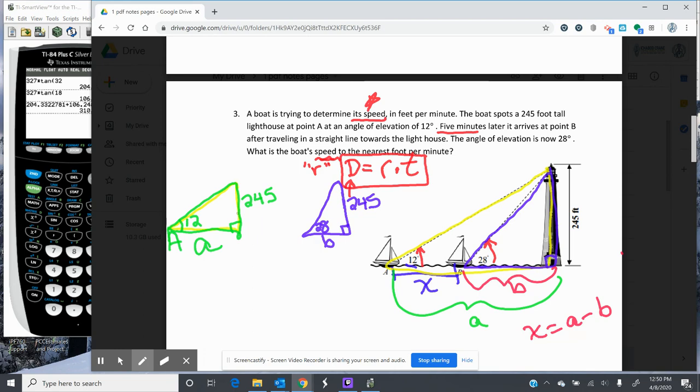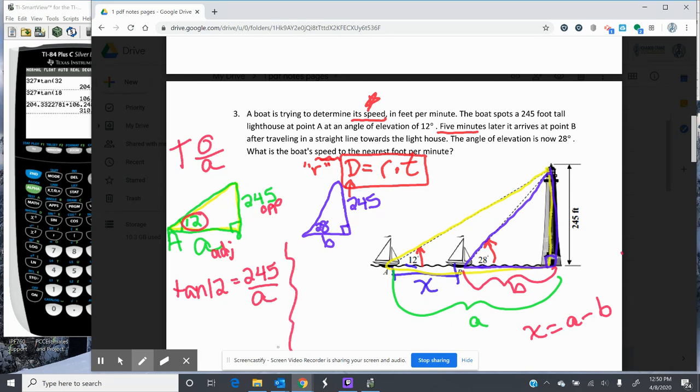So to find side A, let's go to that first right triangle. From 12, we have the opposite side and we have the adjacent side. So remember, T goes over A. So tan of 12 degrees equals 245 over A. I'm going to solve that in a second. I'm going to set up the other one because it's very similar. Again, the opposite side is the 245. The adjacent is B. So tangent of our 28-degree angle will equal 245 over B.